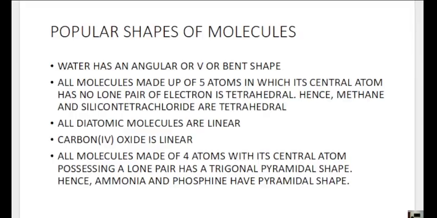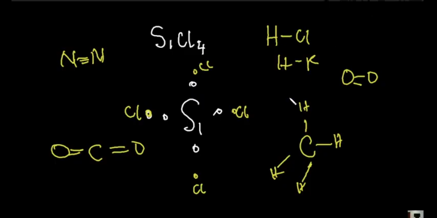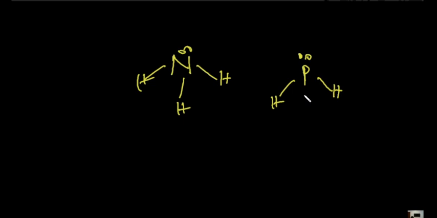Okay, then we go to the next one, which is that all molecules made up of 4 atoms with the central atom possessing a lone pair have a trigonal pyramidal structure. Hence, ammonia and phosphine have a pyramidal shape. Now, what this means is this: if you have 4 atoms and the central atom has at least one lone pair, the implication is that you are going to have a pyramidal structure. Phosphine too has a central atom possessing a lone pair, hence it leads to the formation of a pyramidal structure. So this is basically what we are going to be studying through this particular section. Thank you very much for studying with us.